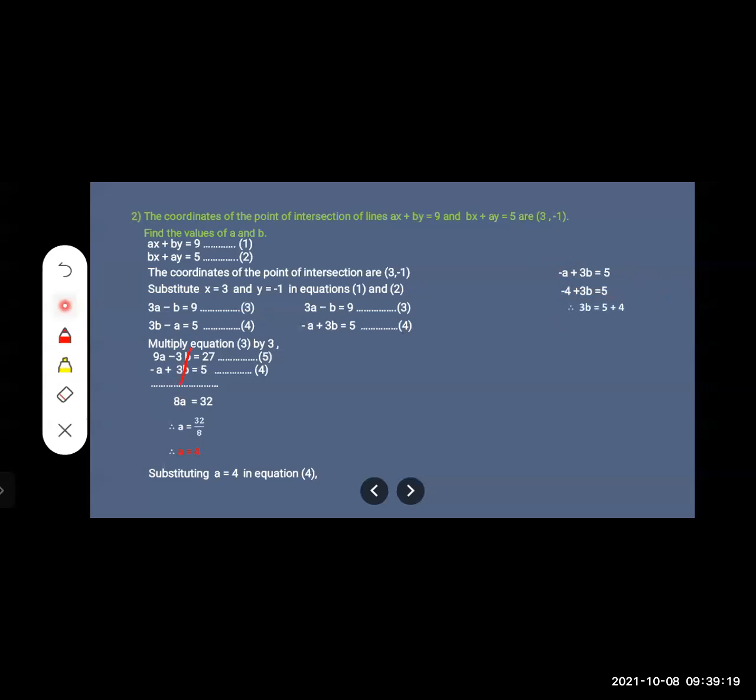Now our aim is to find b. So therefore 3b equal to 5. This minus 4 comes to the other side. It becomes plus 4. So 3b equal to 5 plus 4. So therefore 3b equal to 9. Therefore b equal to 9 upon 3. So what you will get, children? Therefore b equal to 3. So what's the last answer we will write? The values of a and b are 4 and 3 respectively. Is it clear, children? Okay.